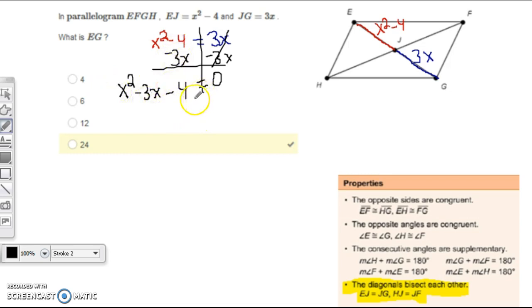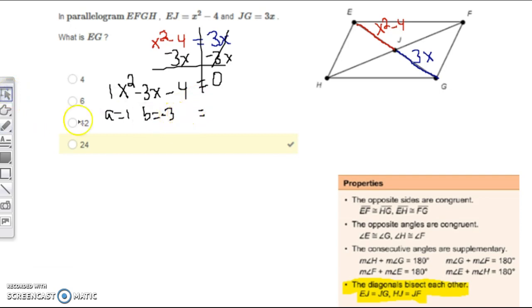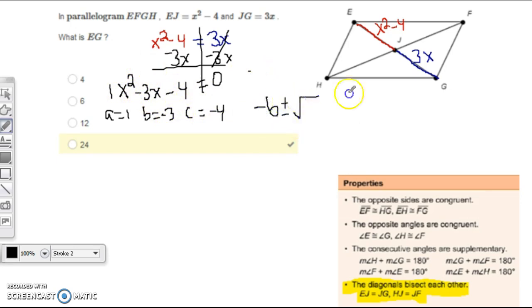So now I have this trinomial. You can either factor it or you can do the quadratic formula, whichever way you prefer. I will go ahead and do the quadratic formula for you. So for quadratic formula, you need to identify your A, your B, and your C. So my A is 1, my B is negative 3, and my C is 4, and then I'm going to plug it into the quadratic formula. Negative B plus or minus the square root of B squared minus 4AC all over 2A.